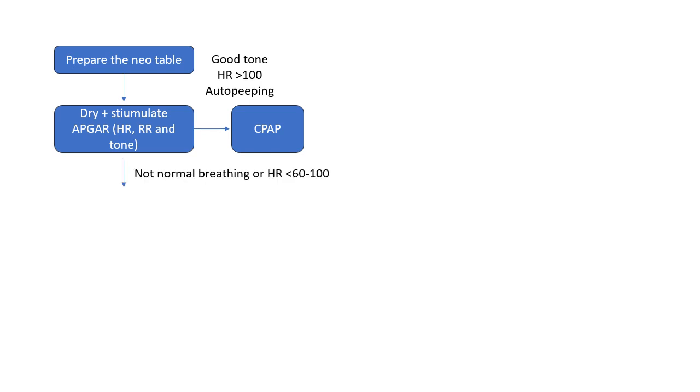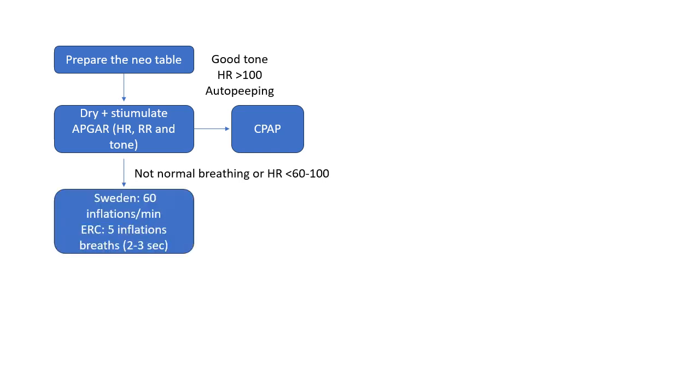But if they're not breathing normally, or if they have a heart rate of under 60 to 100, then in Sweden you will go straight to the 60 ventilations, not inflation breaths, but ventilation with a rate of 60 per minute. But in the ERC, they want to do these inflation breaths first.